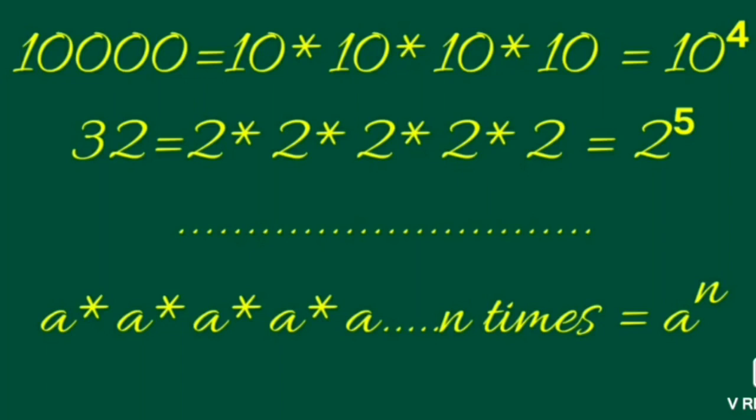Similarly, 32 can be written as the product of its factor, that is 2. When we multiply 2 5 times, we will get 32. So it can be written as 2 to the power 5. From here, it is clear that any number can be written as the factor raised to a certain power. So, if we multiply any number a n times, it can be written as a to the power n.